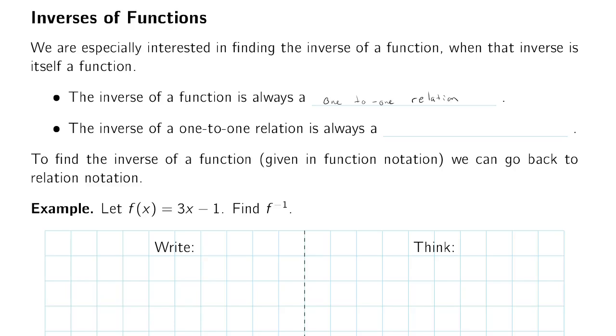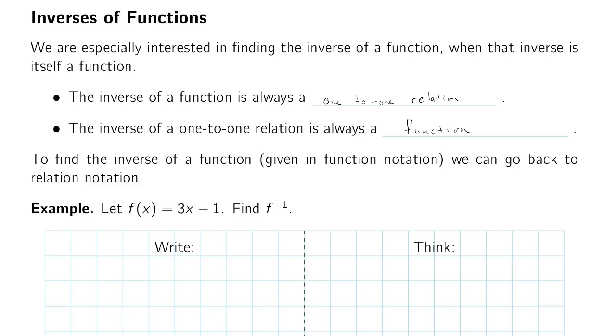because in the function, each x value shows up exactly once. When we reverse, those x values become the y values, and so each y value shows up exactly once. Similarly, if we have a one-to-one relation, its inverse is always a function. So when we're talking about inverses, what we're really interested in is relations that are both one-to-one and functions. In other words, we're really interested in one-to-one functions.